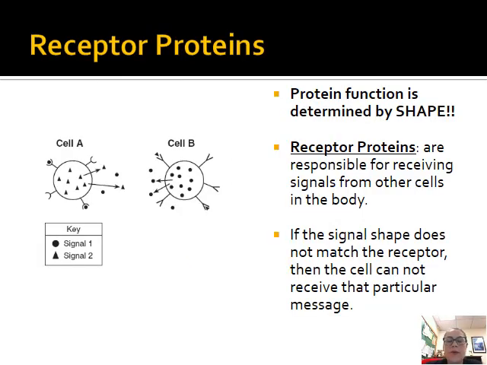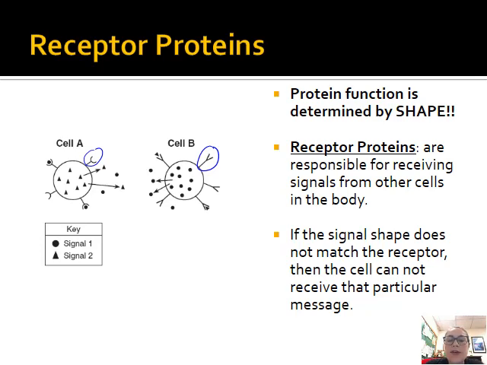One of the important roles of the cell membrane is communication, and they do this using what are called receptor proteins. Receptor proteins are these things that look kind of like bird feet in these animations. And protein function is determined by shape. It's very important that we're able to send certain signals to certain cells, but not communicate with other cells. For example, if we want to send a signal to a nerve cell, we probably don't want to send that same signal to a neighboring muscle cell.